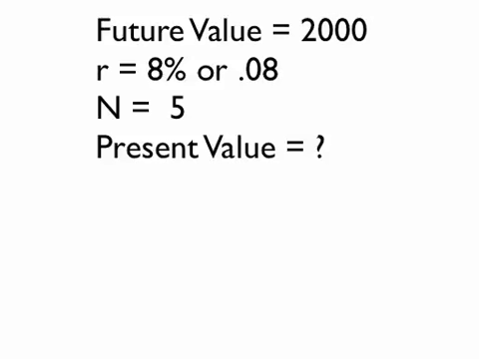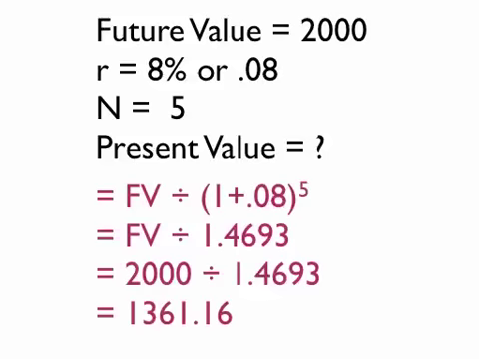In other words, 5 years out, something is worth 2,000. What would it be worth today if we were to discount it at an 8% rate for 5 years? First of all, we calculate our factor. In this case, it's 1.4693. That's 1.08 raised to the power of 5. And then we would simply take 2,000 and divide by that factor.